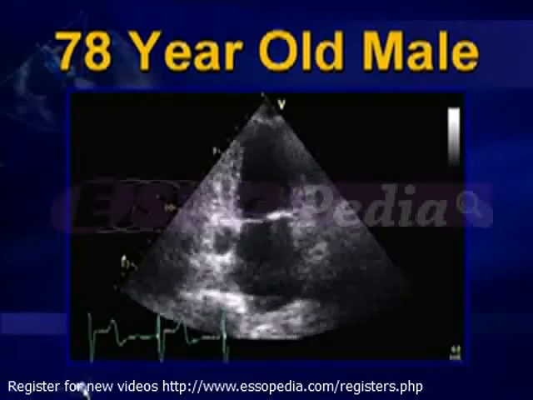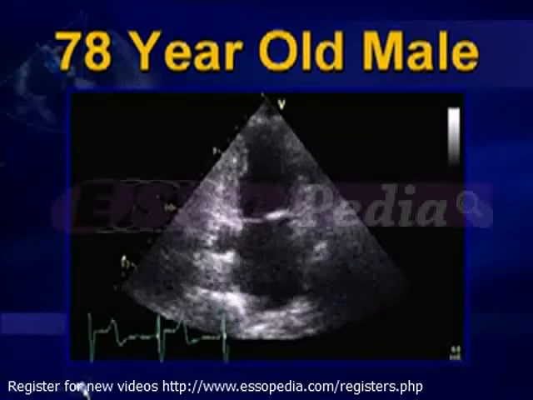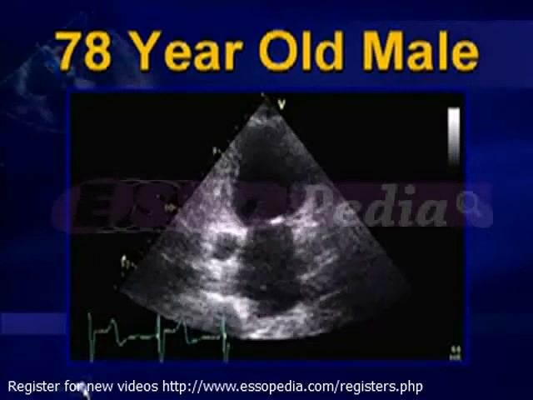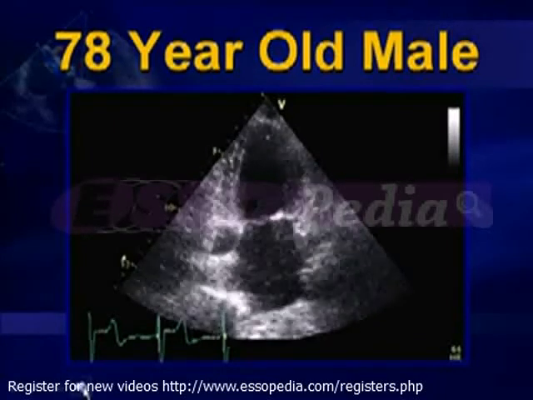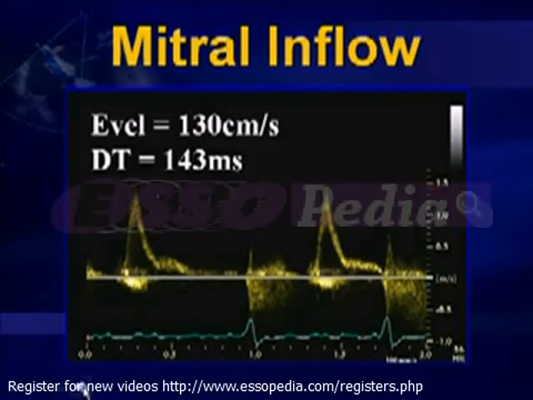Now, if we come back to this individual who we showed at the beginning, who had a very large left atrium, and now we go and look at his mitral inflow velocity profile, we see that the E wave velocity is quite high at 130 centimeters per second, and the deceleration time is 143 milliseconds.